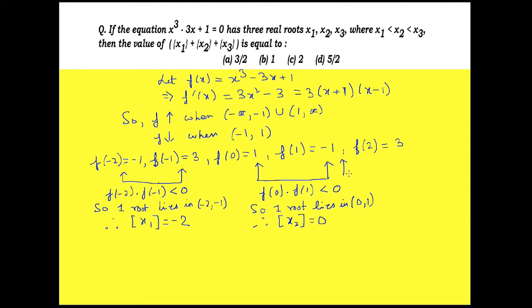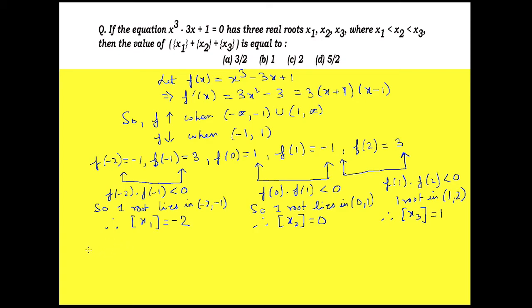Again, there's another change of sign between f of 1 and f of 2. Again, a root must lie in the interval 1, 2. So again, f1 into f2 is less than 0. So naturally, one root lies in the interval 1, 2. So the integral part of x3 is 1.